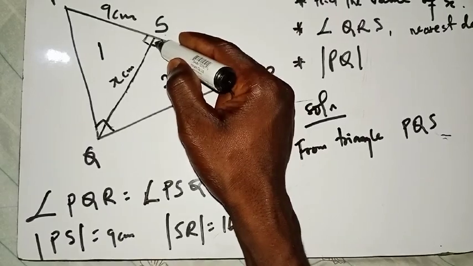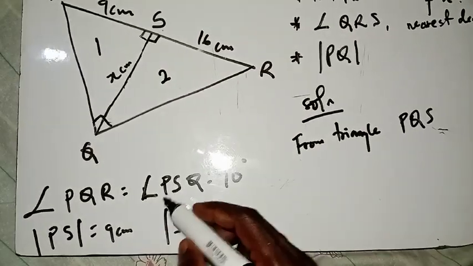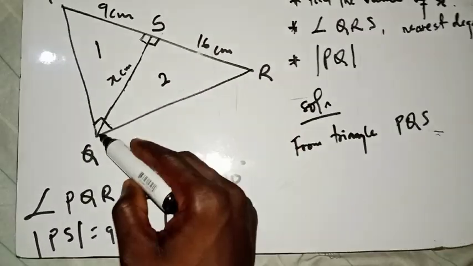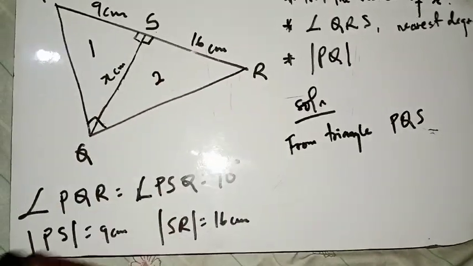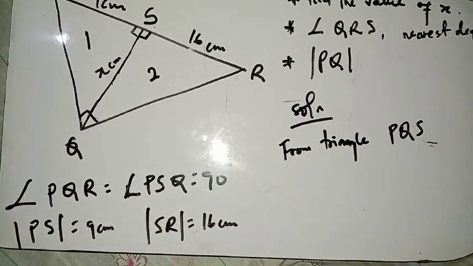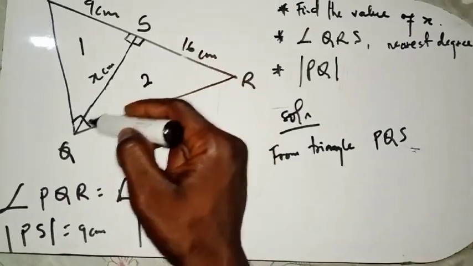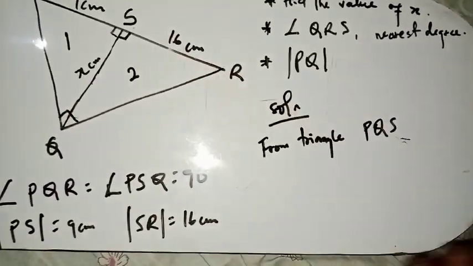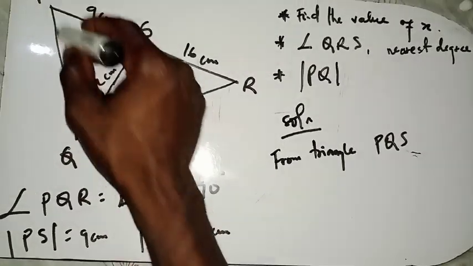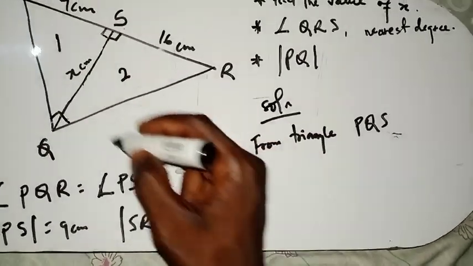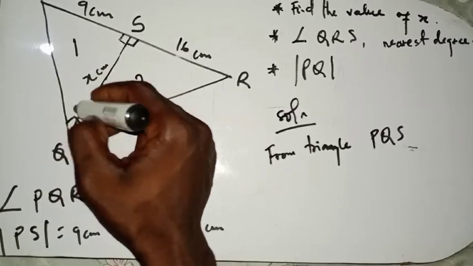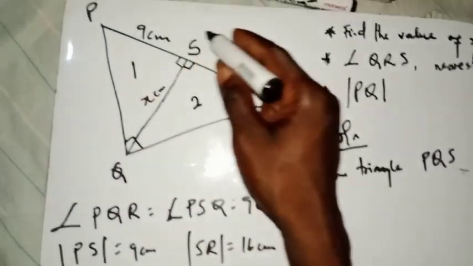Since one angle is 90 degrees, and we are told that PSQ is the same as this particular angle, it tells you that here is also 90 degrees. That is why it is very, very important to gather information. Since this is 90 degrees here, we can use the Pythagoras theorem, which says that the hypotenuse is the longest side. You may replace that with small letters, but here let's use the letters that we have been given.